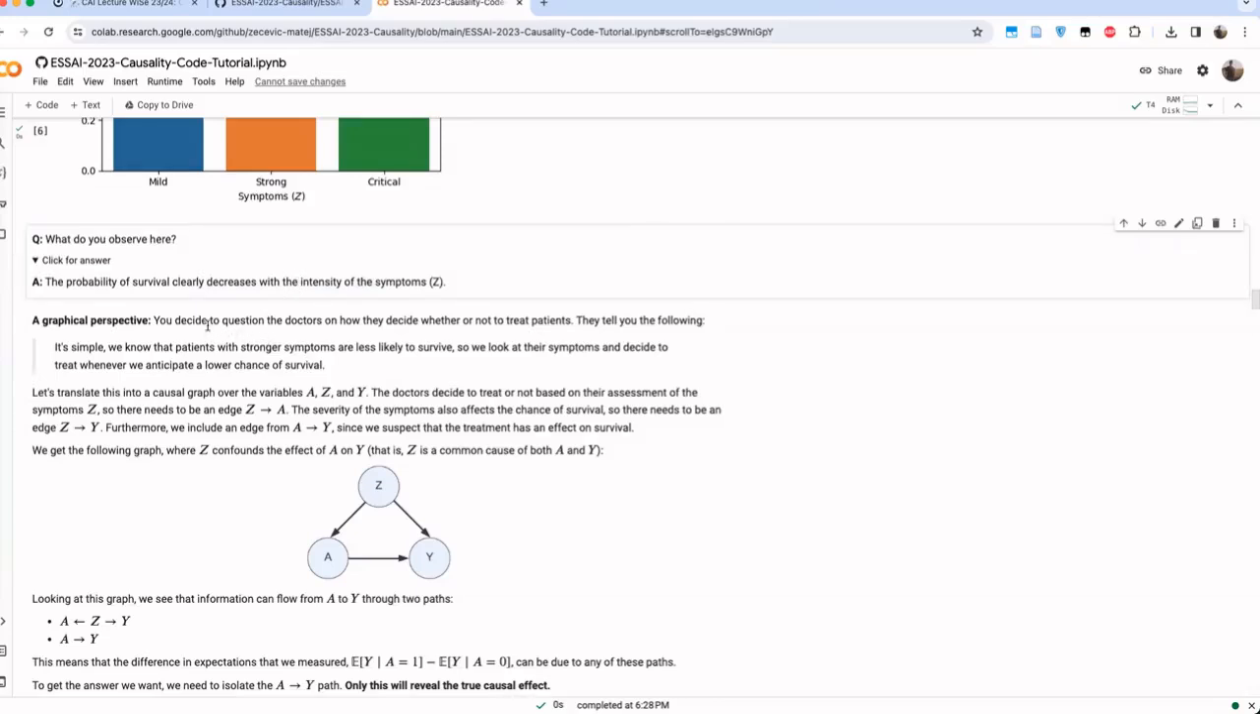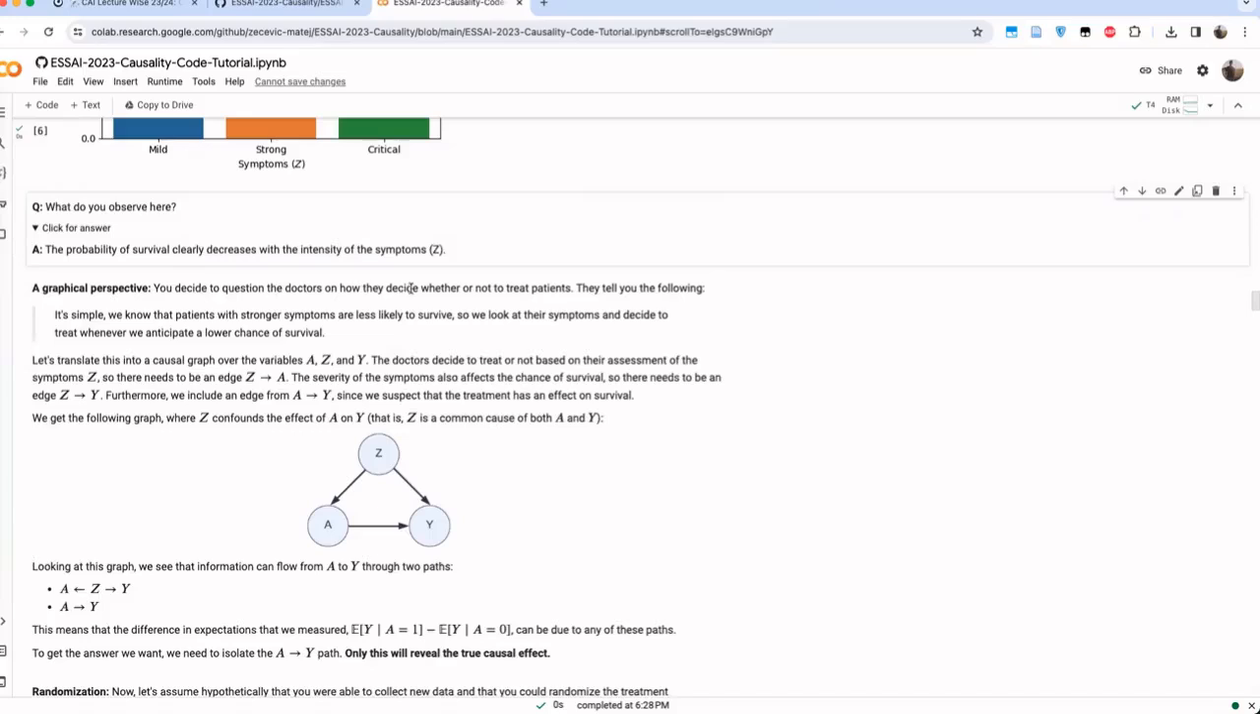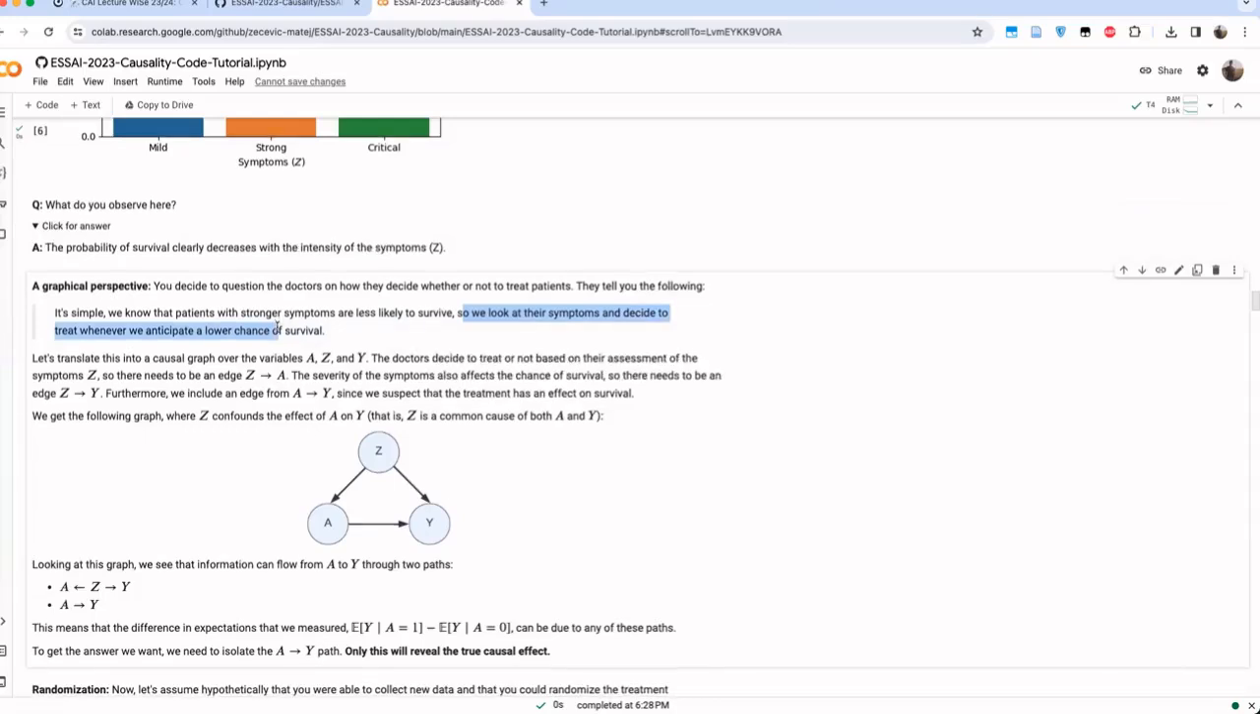So you decide to question the doctors on how they decide whether or not to treat patients, and they tell you the following. It's simple. We know that patients with strong symptoms are less likely to survive, so they will look at their symptoms and decide to treat whenever we anticipate a lower chance of survival.